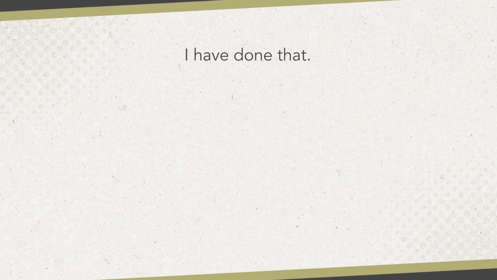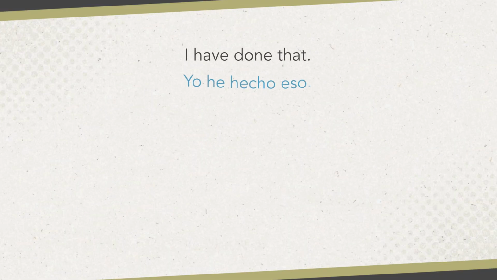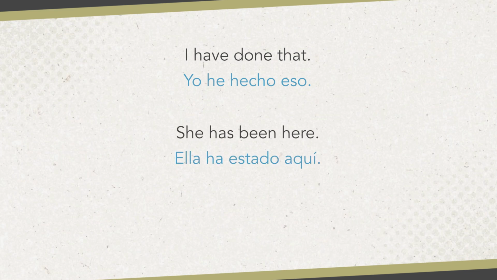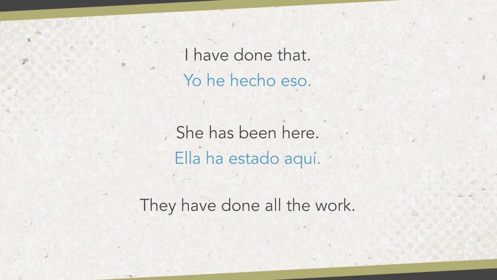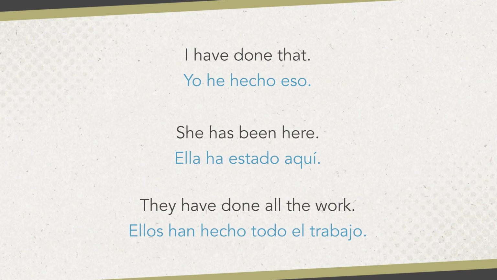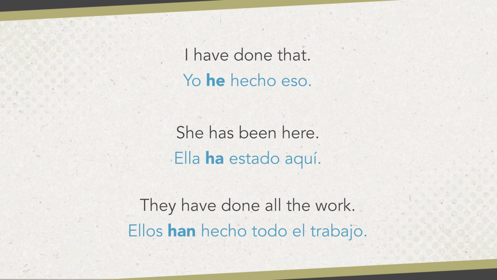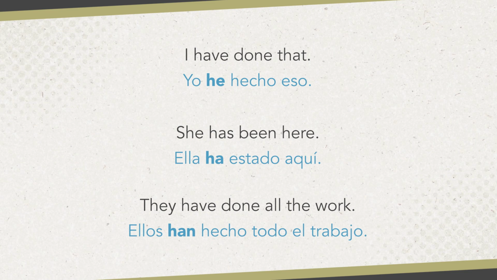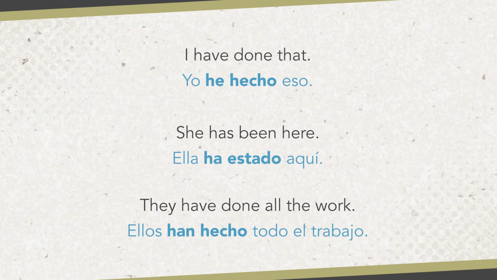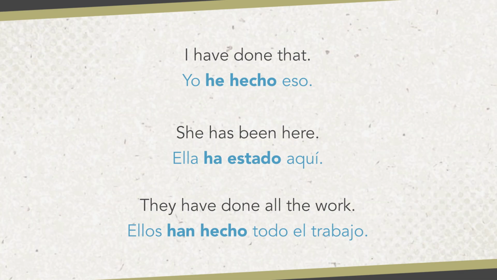As a quick recap of that video, let's review how haber is used to put other verbs in the past. For example, I have done that. Yo he hecho eso. She has been here. Ella ha estado aquí. They have done all the work. Ellos han hecho todo el trabajo. In each case, the little conjugation of haber, like he, ha, or han, is just there to support the other verb, like hecho or estado. And together this helps us say that something has happened in the past.